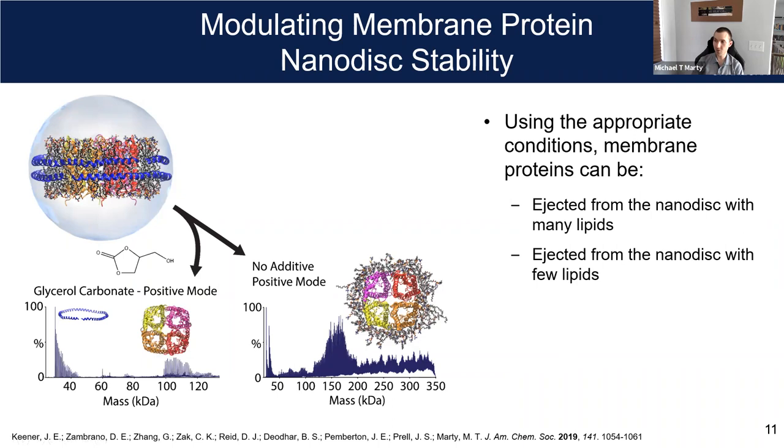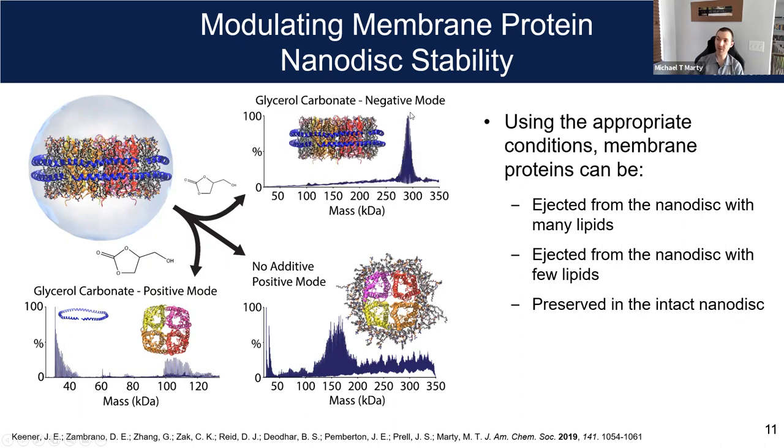We can control this, and by using different reagents in solution, we can decide whether we want to eject the protein, or keep the whole thing intact and measure the mass of the intact nanodisc complex. So this is actually a lipid resolved intact nanodisc with a tetrameric protein, about 150 lipids and two belts.